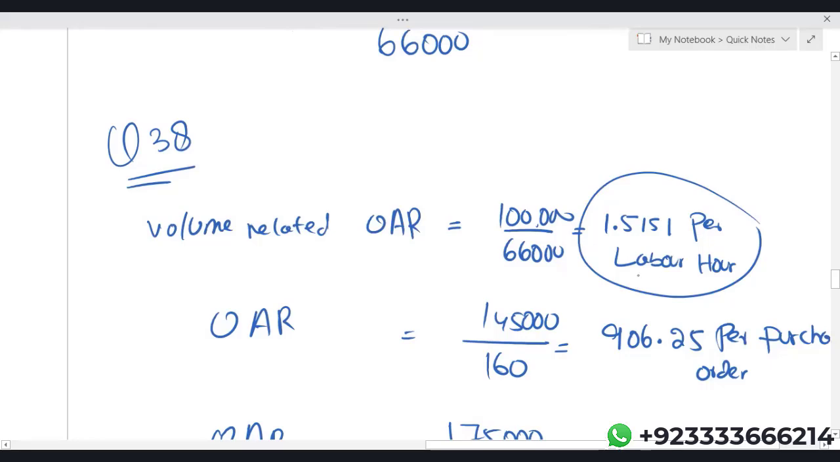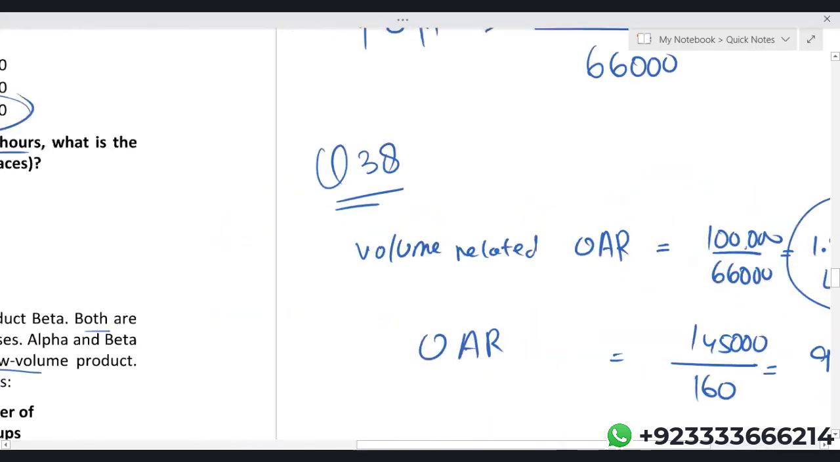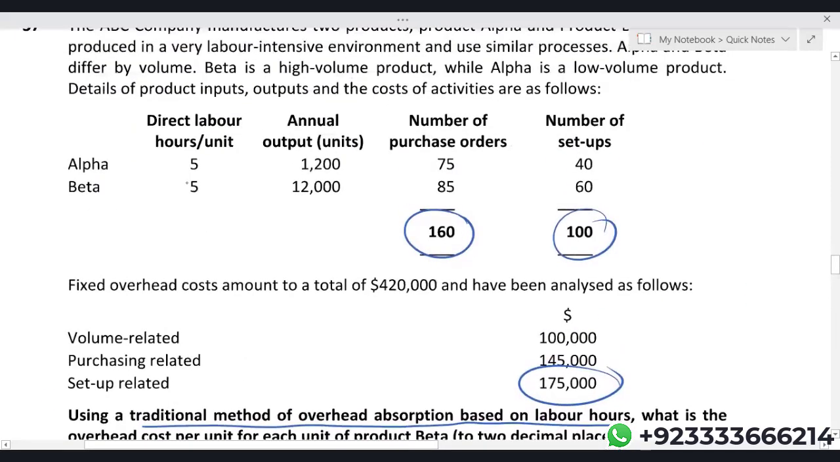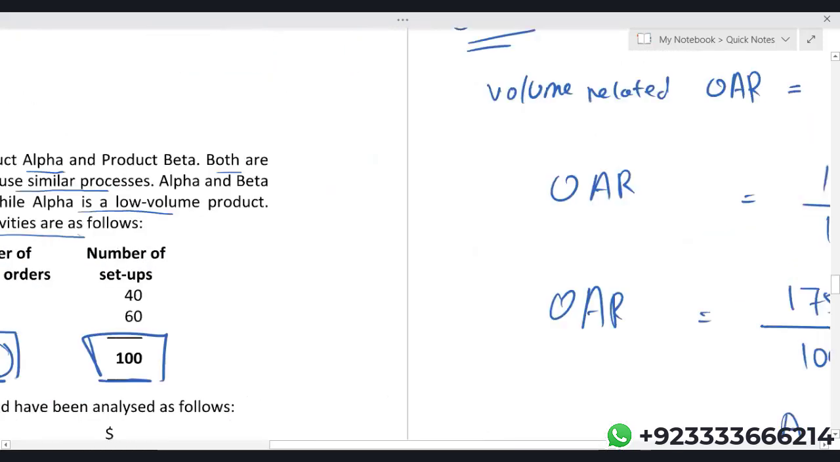1.515 per labor hour. How many labor hours do we need to produce 1,200 units of alpha? Simply 5 multiplied by 1,200, that is 6,000. And this is 60,000. Total is 66. So come here.